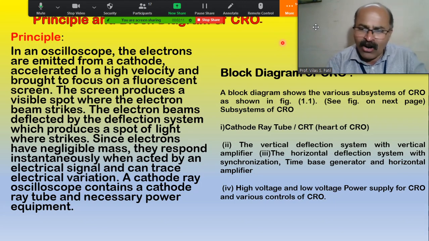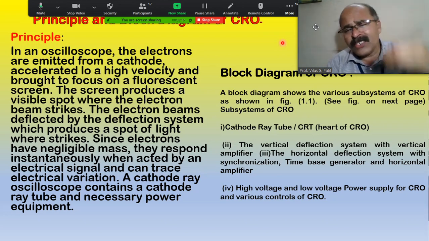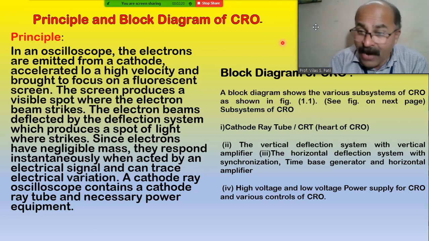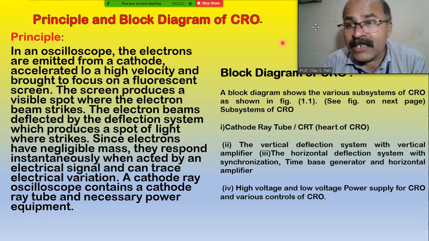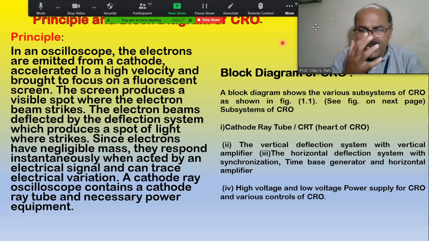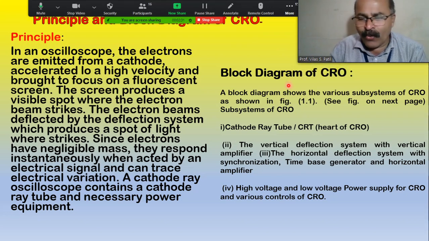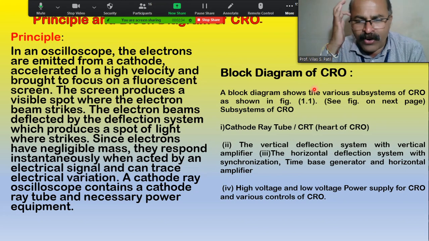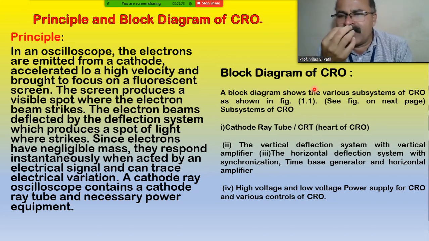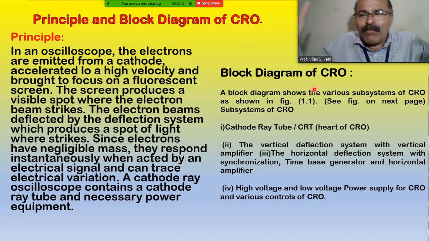That is the emission of electrons, acceleration of the electron beam, the deflection system, the CRT, and for these, different electrical power supplies are also essential, and that will be seen in the block diagram. Friends, see here, that is the block diagram of the CRO. A block diagram of the CRO shows the various subsystems of the CRO. The CRO is inside that block.